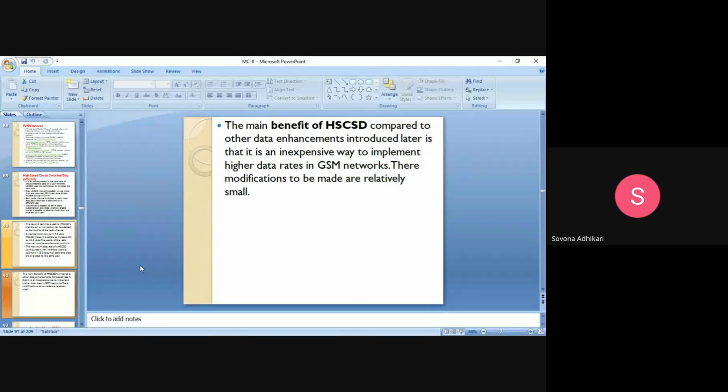The main benefit of HSCSD compared to other data enhancements introduced later is that it is an inexpensive way to implement higher data rates in a GSM network. There are also other methods used for data enhancement to increase data rates, but this is an inexpensive way to implement high data rate. So these modifications to make the data relatively small. Okay, so the other methods may be inexpensive.